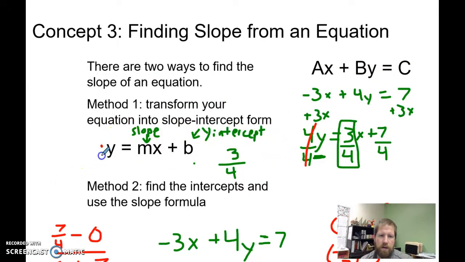So slope-intercept form is my suggestion. Remember, you isolate y, get y completely by itself, and then your slope is whatever is being multiplied by x.